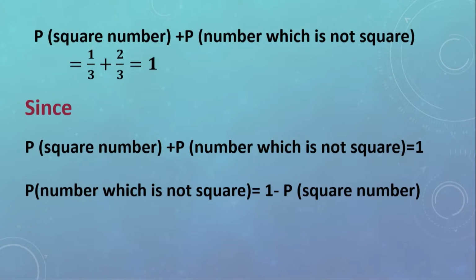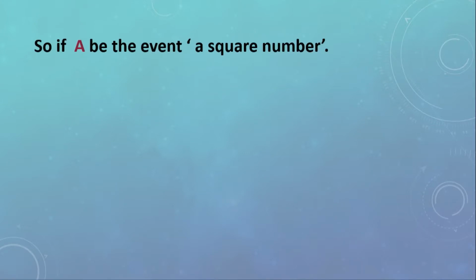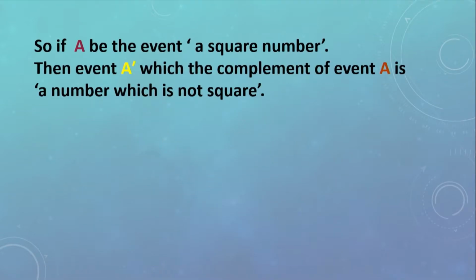To better understand this statement, let us consider event A as the event of obtaining a square number. So the event A dash, which we talked about earlier as the complement of an event, will be a number which is not a square. Remember that the complement of an event is the event not happening. So if the event A is a square number, A dash will be a number which is not square. So probability of A plus probability of A dash equals 1. Because we have seen the probability of having a square number is 1/3 and the probability of having a number which is not square is 2/3. 1/3 plus 2/3 is 1.